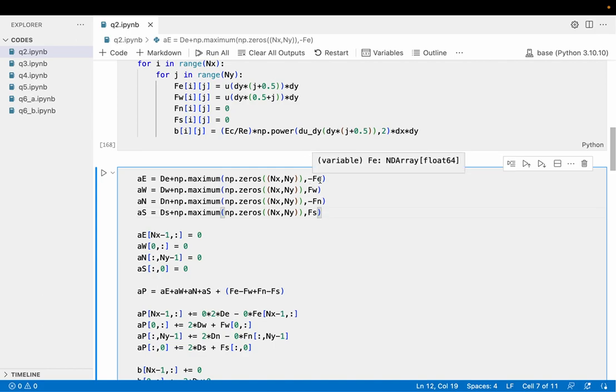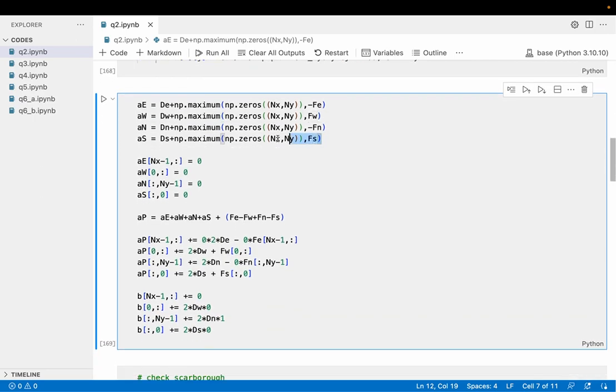So if you are thinking of an east face, you will have a contribution from the east face only when the flow is coming in the direction opposite to it. On the west face, you will have a contribution only when the flow is along the positive direction. So for the east you will have a minus, and for the west you will have a positive, and similarly for the north and south. These are for all the interior cells.